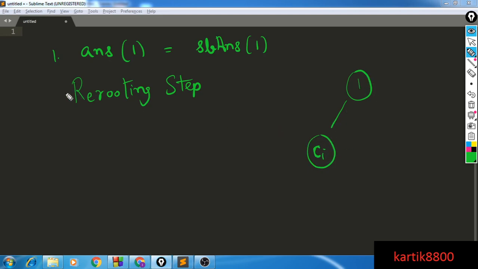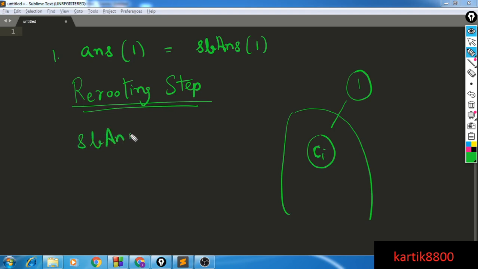Okay, so I already know the answer for node number 1. The answer for node number 1 includes the sum of the distances from node number 1 to every other node. Those nodes will be in the subtree rooted at Ci, and they will be somewhere else also. Now for Ci, I already know the subtree answer of Ci. I already know this thing. And this will give me the sum of the distances from Ci to every other node that lies in this particular subtree.